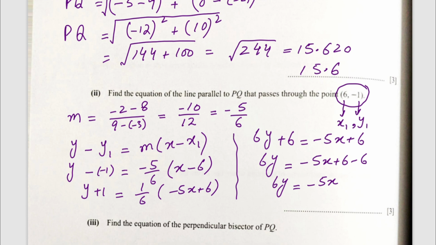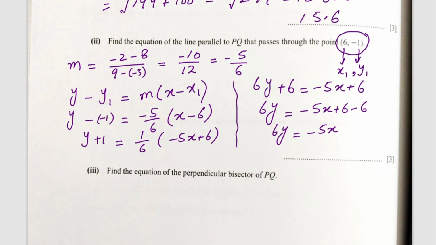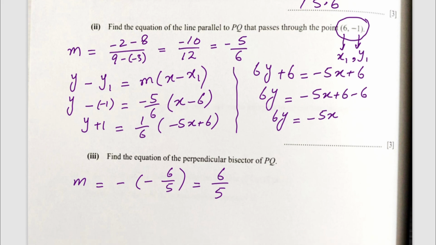Find the equation of the perpendicular bisector of PQ. If we have to find the equation of the perpendicular bisector of PQ, again we will find the gradient of that perpendicular bisector, which will be the negative reciprocal of the gradient of PQ, which we have already found. So the gradient of this perpendicular bisector will be the reciprocal of -5 over 6, that is -6 over 5, with a negative, so minus minus becomes plus, so this is 6 over 5. Always the negative reciprocal, okay? This is the gradient.